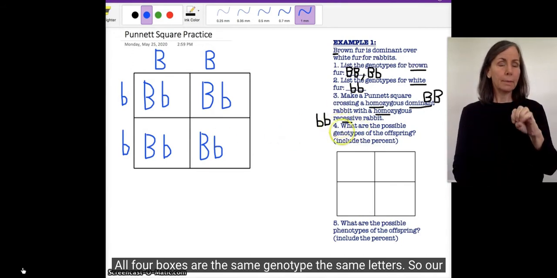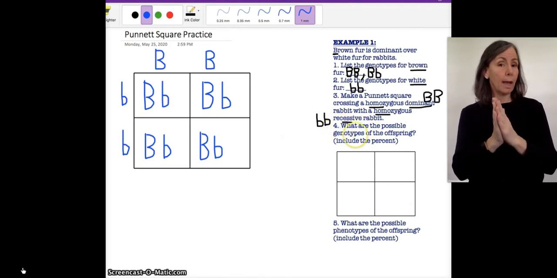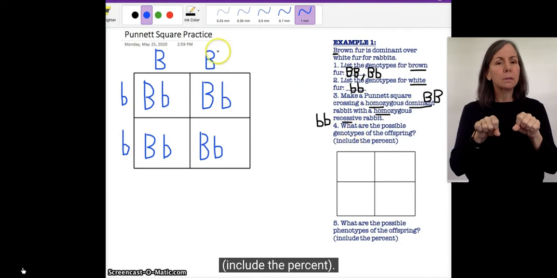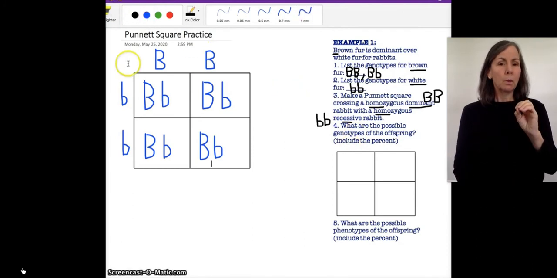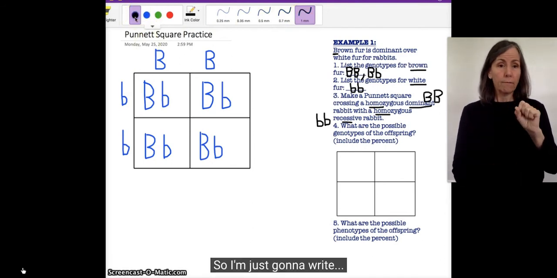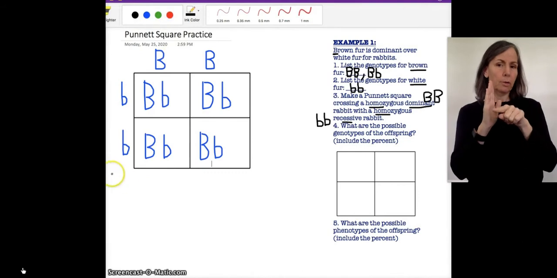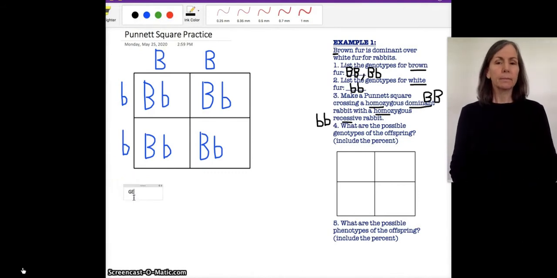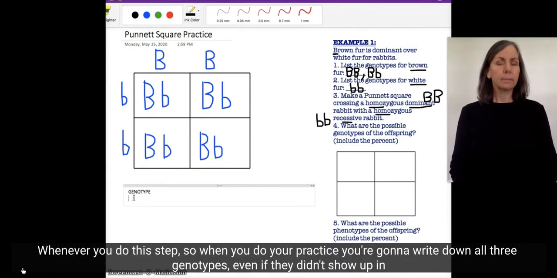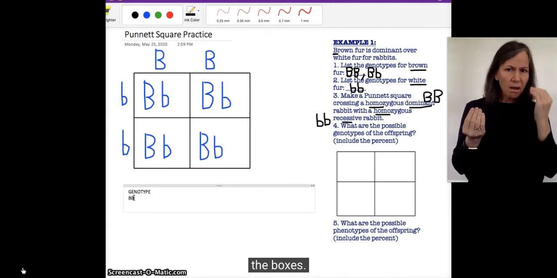So our next question says, what are the possible genotypes of the offspring? Include the percent. So I'm just going to write, whenever you do this step, so when you do your practice, you're going to write down all 3 genotypes, even if they didn't show up in the boxes.